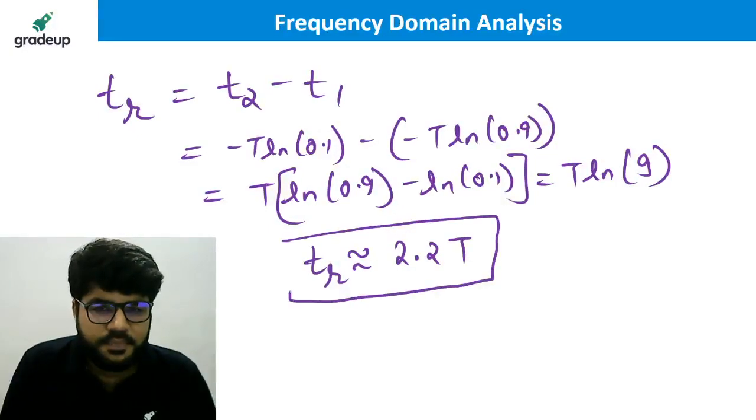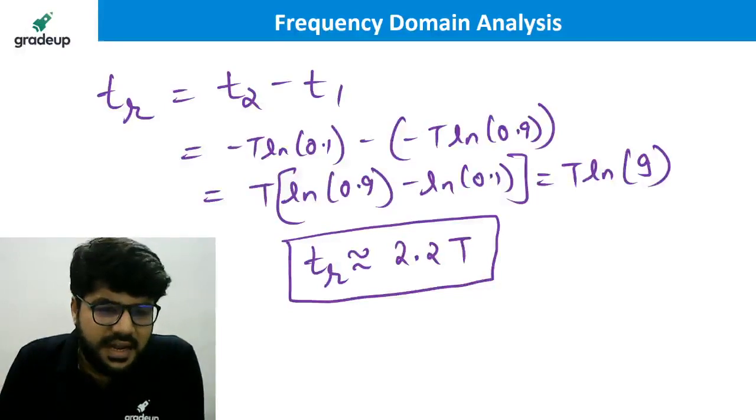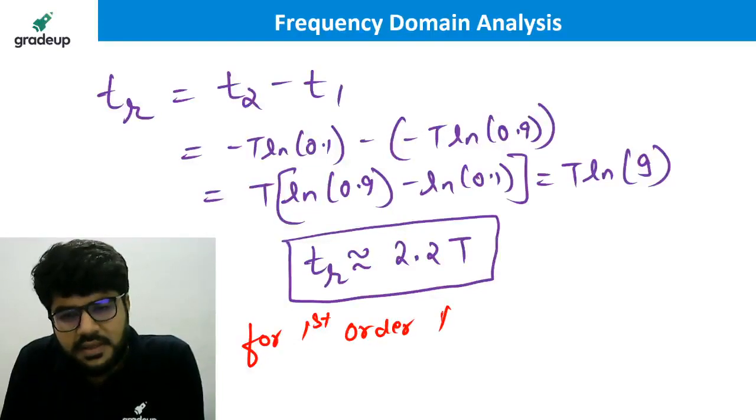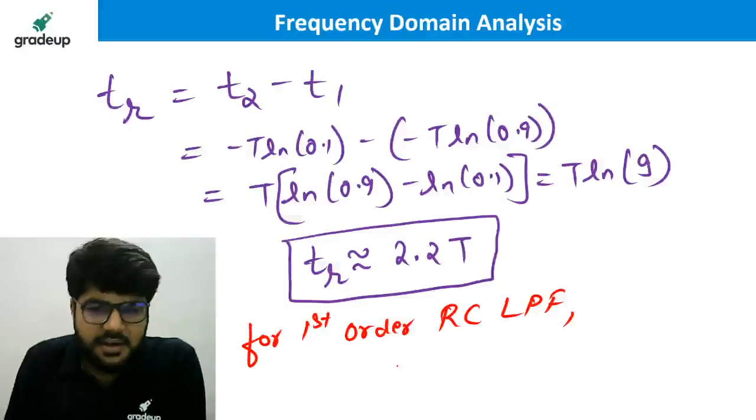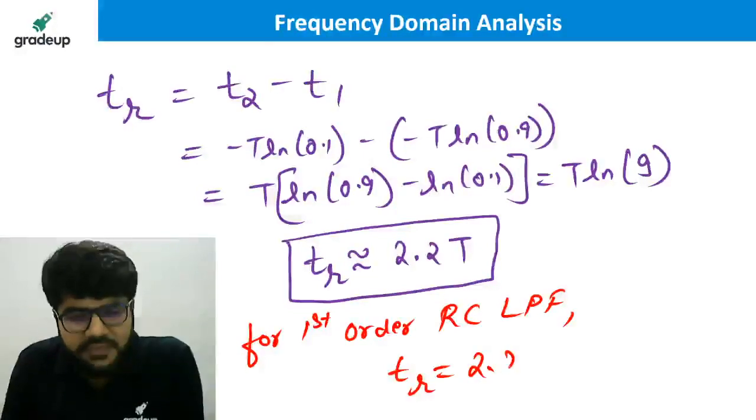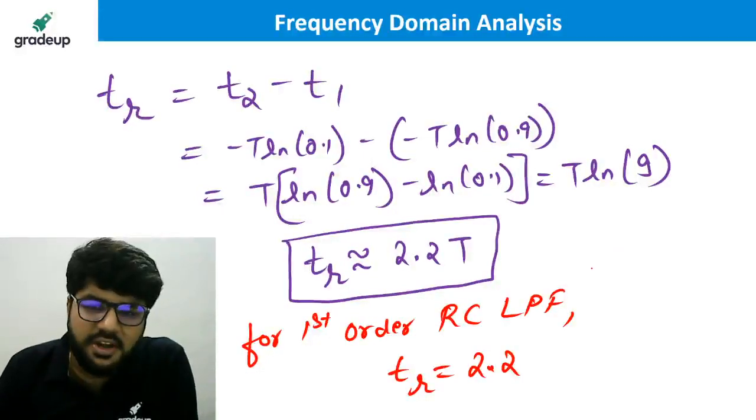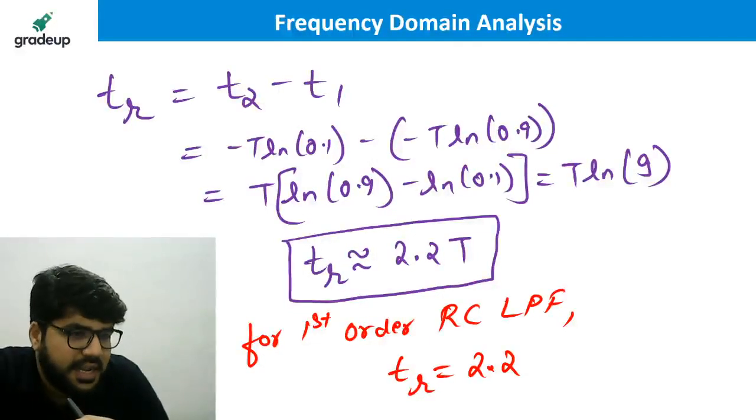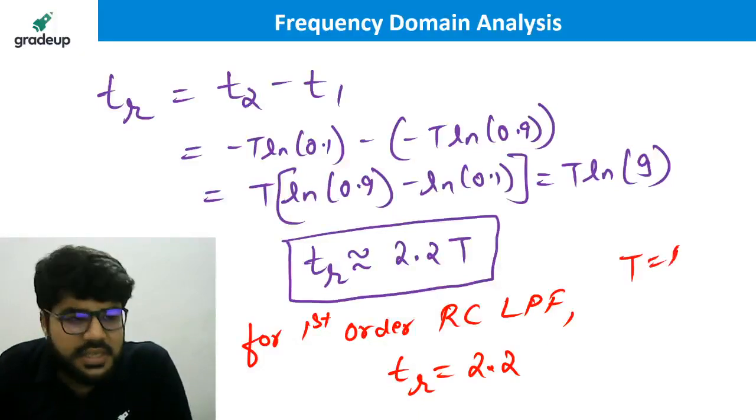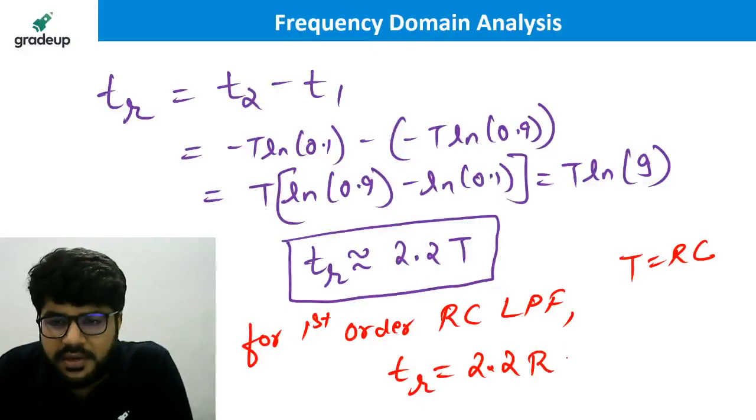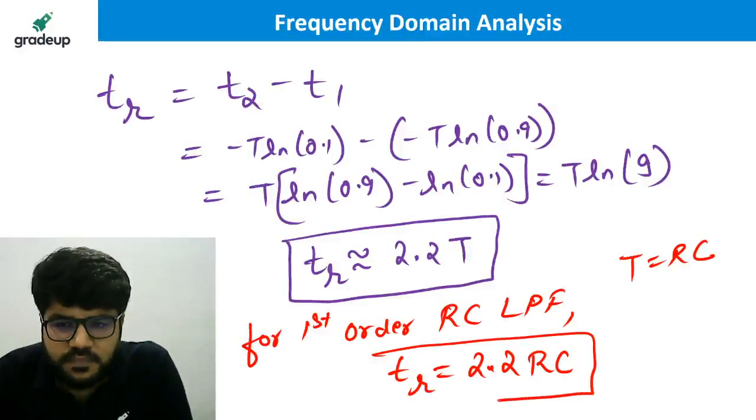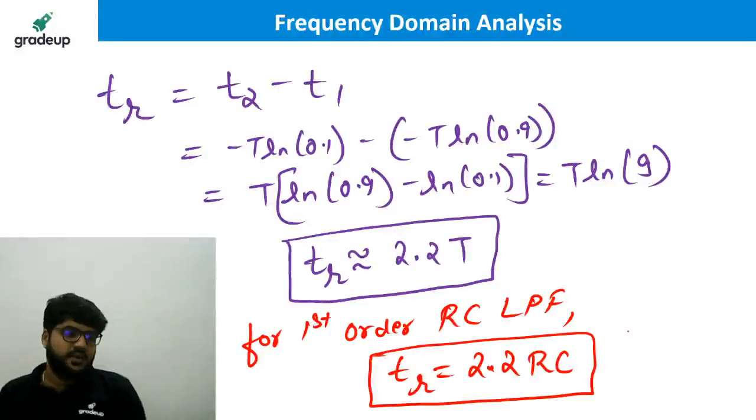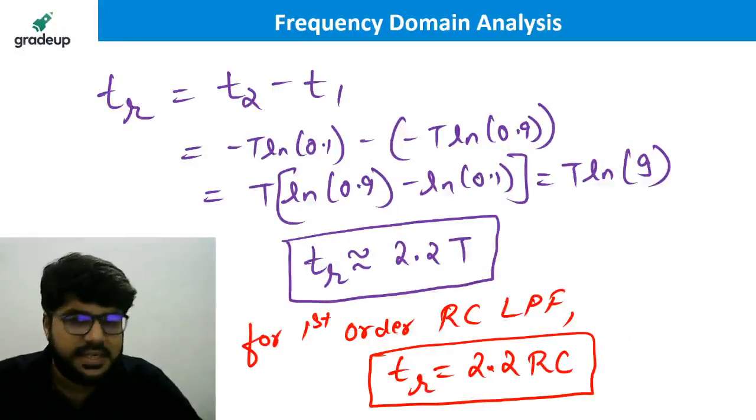The rise time. So if I ask you what is the rise time for a first order series RC low pass filter, it is given by 2.2 times the time constant. What was the time constant of the RC circuit? While explaining control systems, I have taken the example of the first order RC circuit. The time constant T was equal to RC. So 2.2 RC. That is the result for the first order RC low pass filter. The rise time is 2.2 RC.